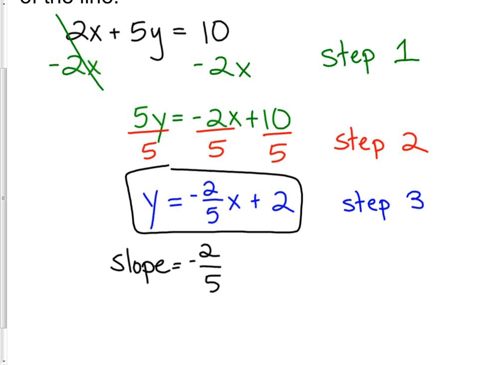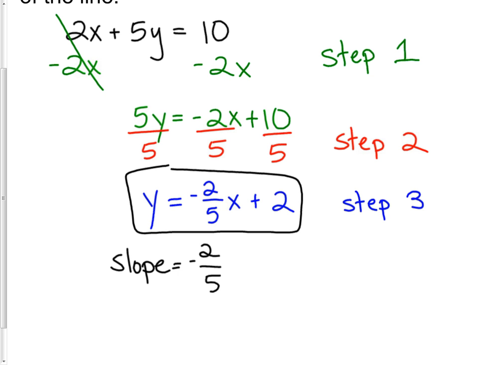Here's your problem worked out. We started by subtracting 2x from both sides, making sure we did not combine unlike terms on the right. The right should not be 8x. It should be negative 2x plus 10. Step 2 would be to divide everything by the coefficient of y, which in this case was a positive 5. So we divide everything by 5, and then finally we're going to simplify.